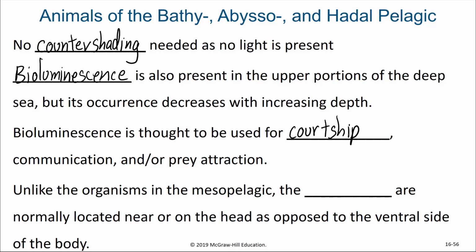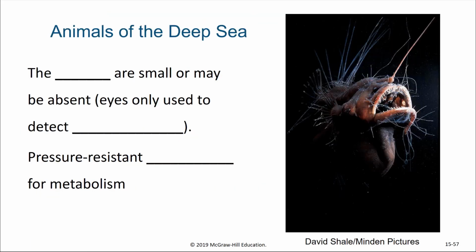Unlike organisms in the mesopelagic, the photophores, the structures that generate bioluminescence, are normally located near or on the head, as opposed to the ventral side of the body. In animals of the deep sea, their eyes are small or may be absent altogether. Eyes are used only to detect bioluminescence.